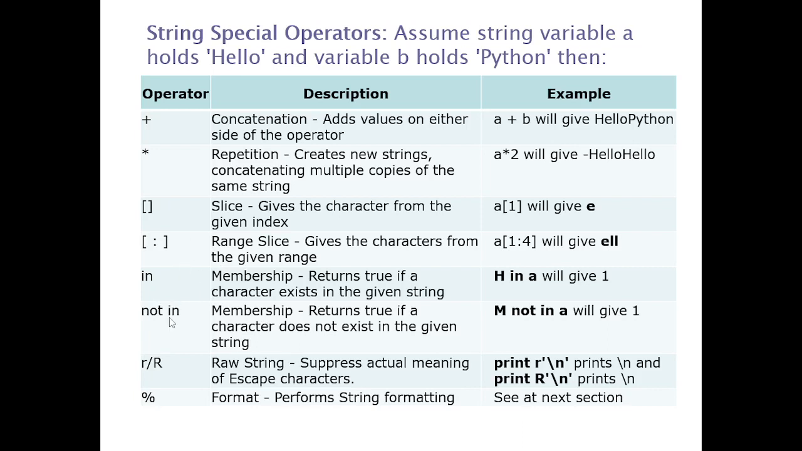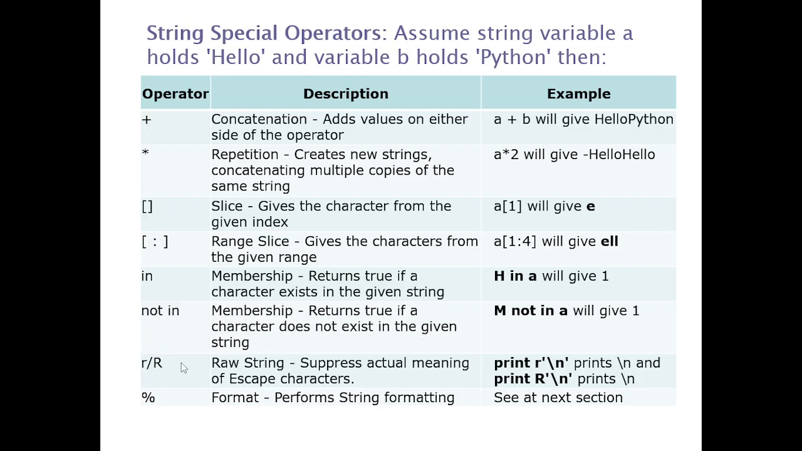Next operator is not in. So the description of not in is membership, returns true if a character does not exist in the given string. So in checks if the character exists. Otherwise, not in will check if the character does not exist. So M not in A. So meaning we check the value of A, which is hello. Since M is not present in the hello value of A, it will give us 1, meaning it does not exist.